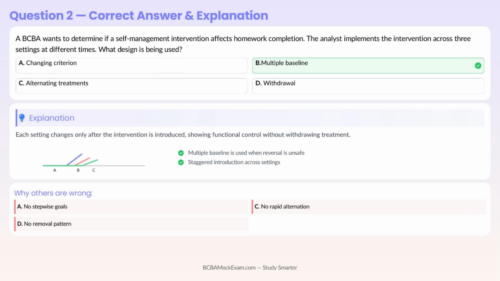The correct answer is B, multiple baseline. Each setting changes only after the intervention is introduced, demonstrating functional control without withdrawing treatment. This design is especially useful when reversal would be unsafe or unethical. Option A is incorrect because there are no stepwise goal changes. Option C is incorrect because no rapid alternation occurs. Option D is incorrect because nothing is withdrawn. Staggered timing is the essential feature that identifies this design as multiple baseline.